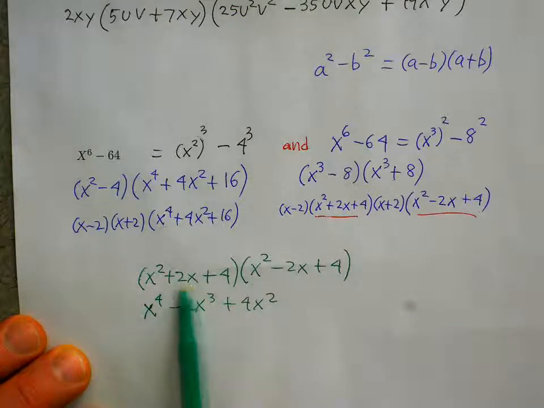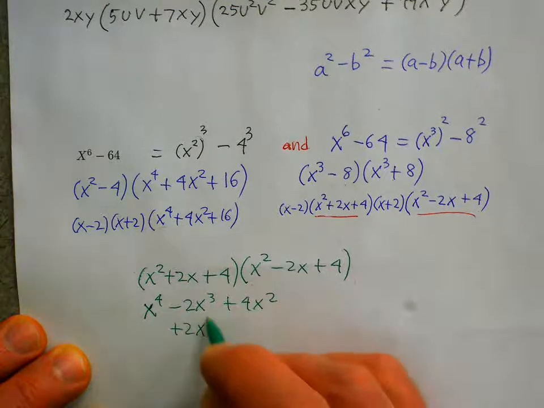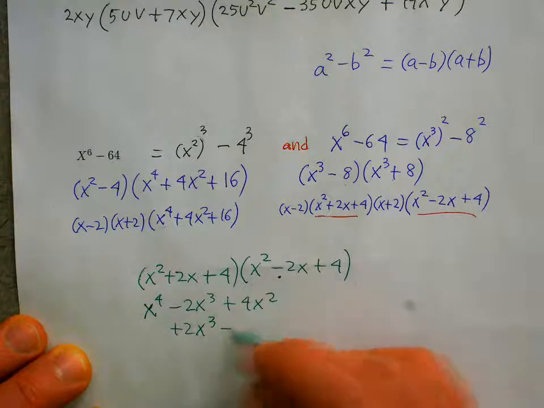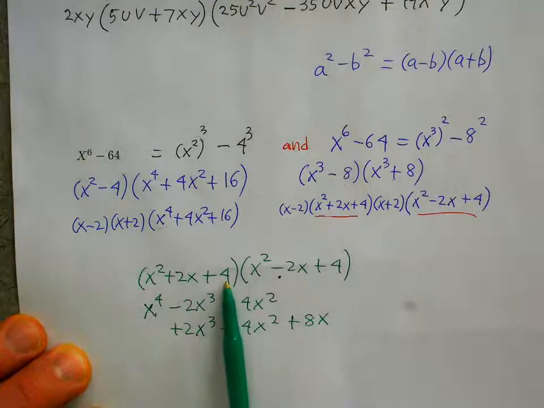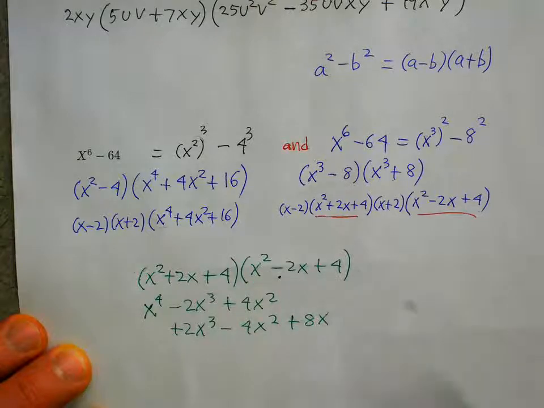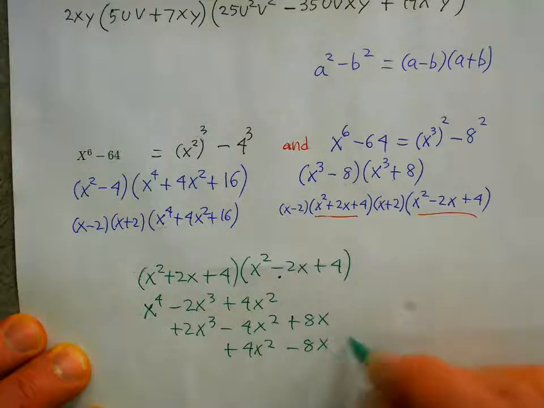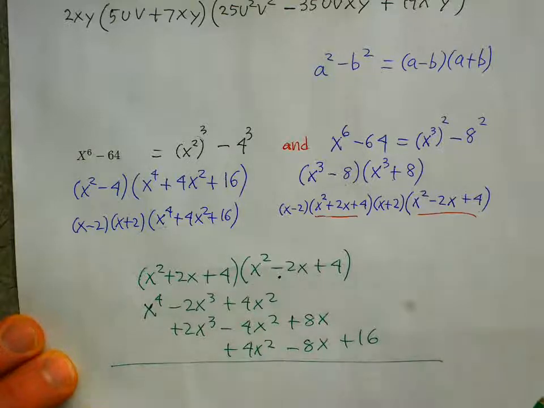And then we multiply 2x times the trinomial. 2x times x squared is plus 2x cubed, and then minus 4x squared, and plus 8x. And then multiply 4 times the trinomial. We get plus 4x squared, minus 8x plus 16. Then we add all of those.